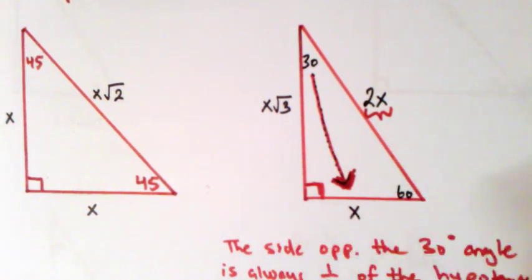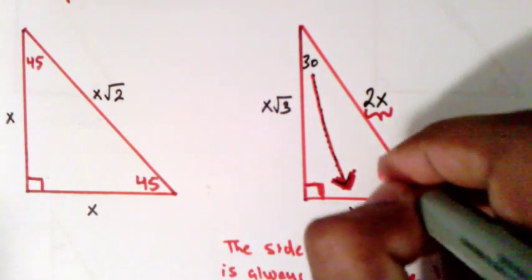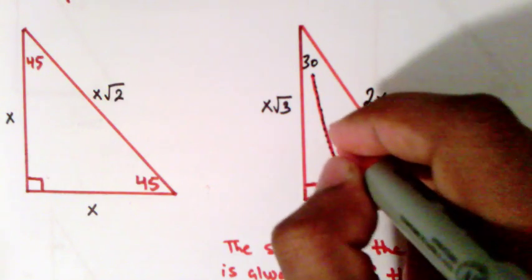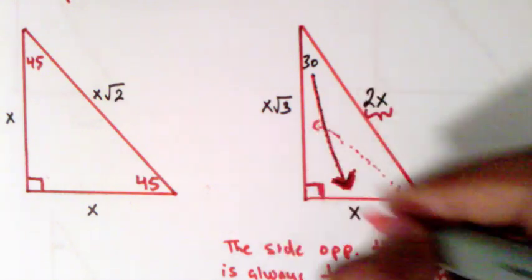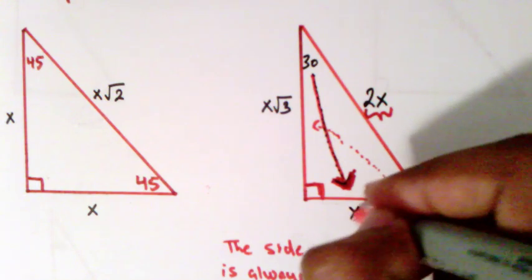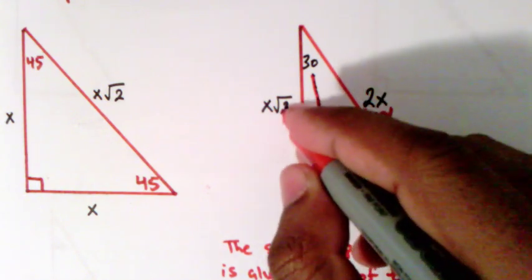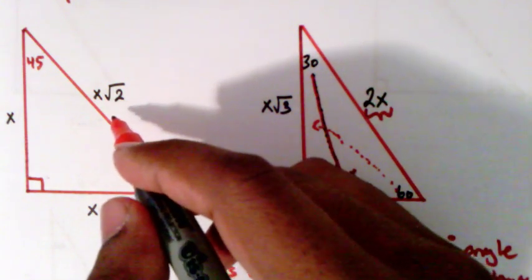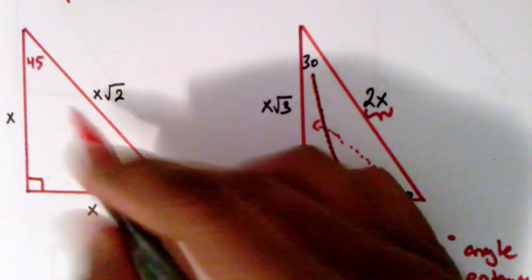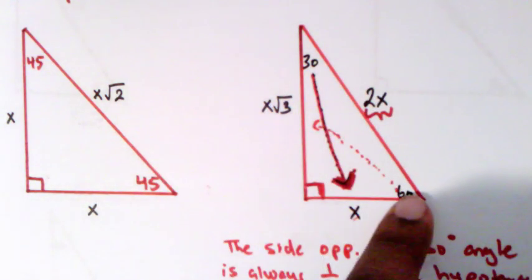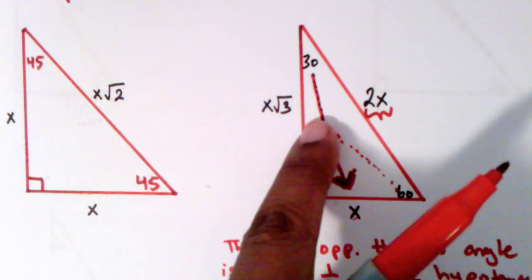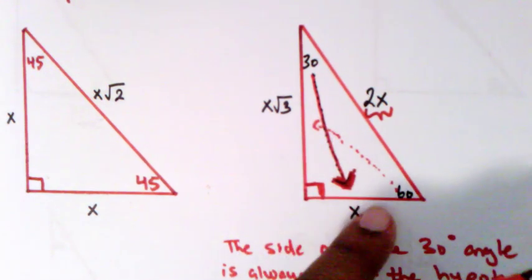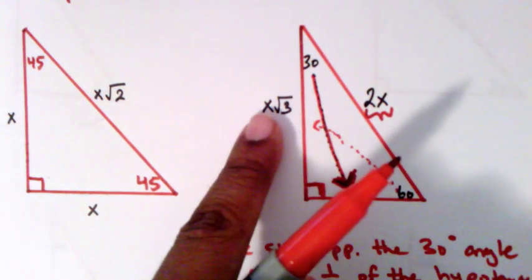And if you want to find the side opposite the 60-degree angle, all you have to do is take whatever number you got right here and multiply that times radical 3. In a 45, 45, 90-degree triangle, you multiply by radical 2 to find the hypotenuse. But in this case, if you want to find the side opposite 60 degrees, you take whatever number you got here and you multiply that times radical 3.